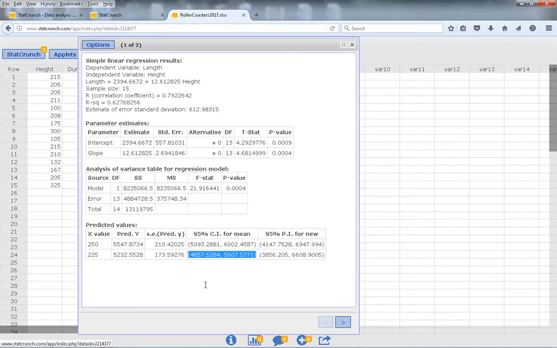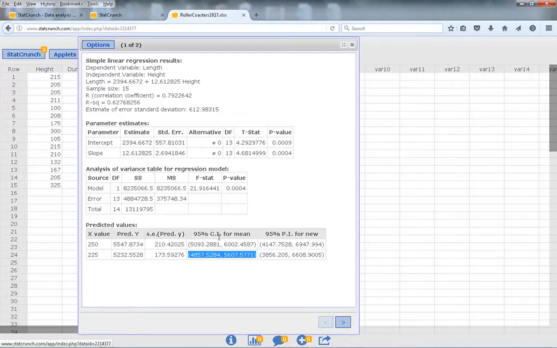So in this case, I would say, okay, the interval is, and then I would give these two numbers, and then what I would say is, okay, with 95% confidence, I estimate the mean amount of track among all roller coasters which have a hill of 225 feet would be between 4,857.53 feet and 5,607.58 feet.